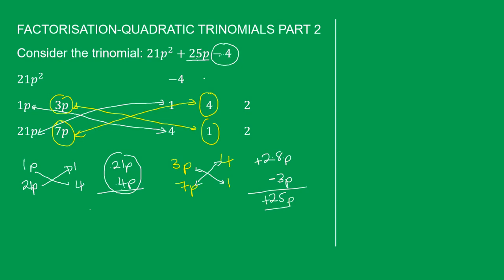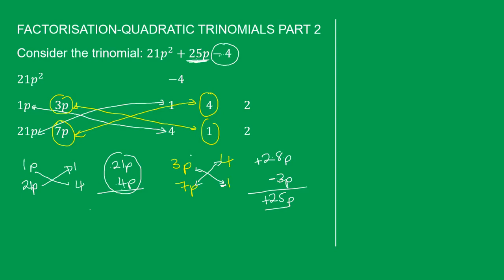Positive 25p, which is our middle term here. See that? So this combination is the one. So now to get negative 3p, it means this one must be negative. So you have to insert the negatives to correct the combinations there. So this one must be negative, so that 3p times negative 1 will give us what? Negative 3p. And then what do you do after that?